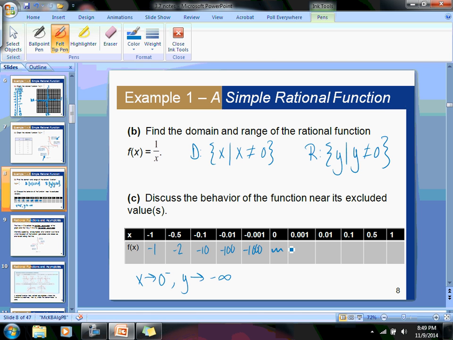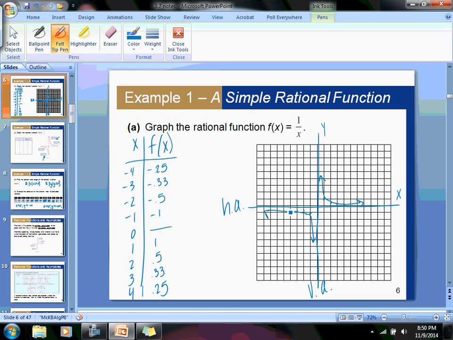But now if I start to put in some positive values that are really close to 0, but not actually 0, let's see what happens. And I'm going to start down here actually with 1. 1 divided by 1 is 1. 1 divided by a half is 2. 1 divided by a tenth is 10. And then you get 100. And then you get 1,000. So as x gets closer and closer to 0 from the right, our y values are going to go towards positive infinity. So that's kind of a table way to prove that the shapes of these graphs are accurate.